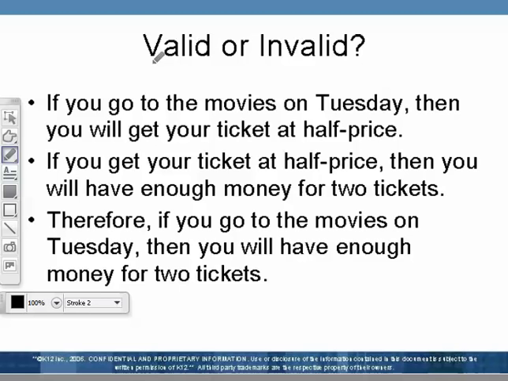That's what we're saying here. Valid or invalid. So here are some questions. If you go to the movies on Tuesday, then you will get a ticket at half price. If you get your ticket at half price, then you have enough money for 2 tickets.